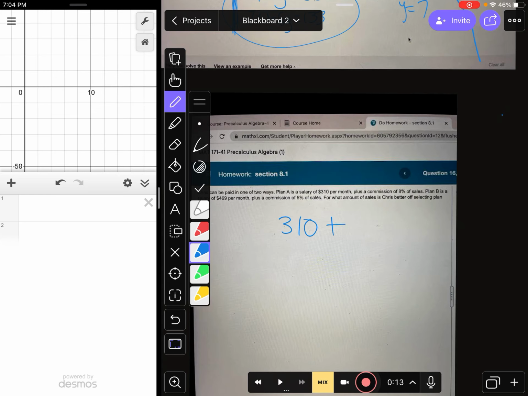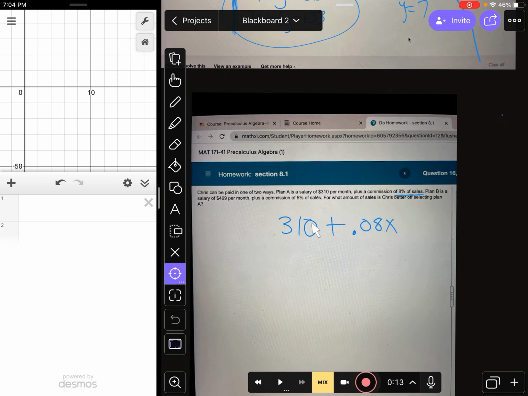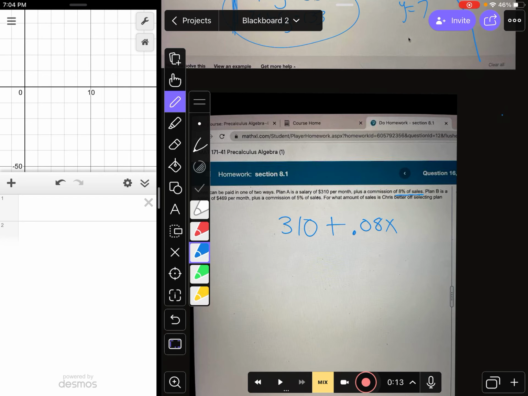But he's also going to get 8% of his sales. 8% as a decimal is 0.08 of his sales. Well, how much did he sell? Do we know? No, we don't know how much he sold. So we're going to call that X. So his pay has two parts. $310 he gets no matter how much he sells. And in addition, he gets 8% of his total sales. And we're going to say that equals his total salary, which we're going to call Y. Or his total income, which is Y.